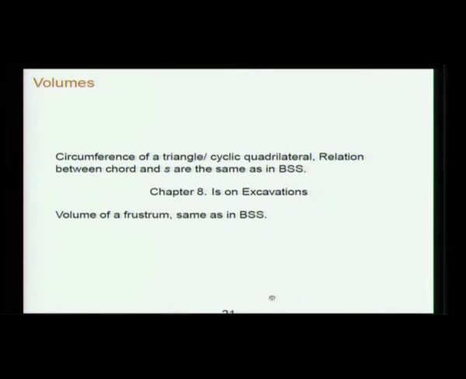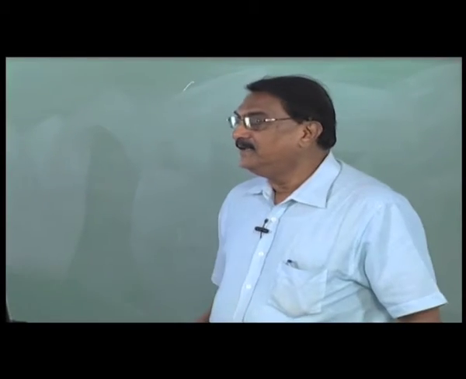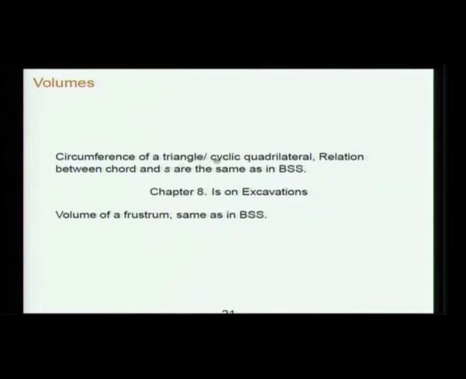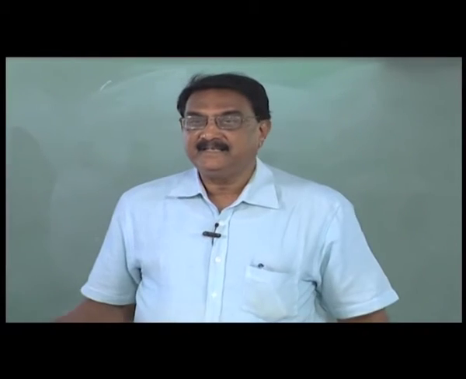Then after the areas, it comes to volumes. Before that, of course, the circumference of a triangle, cyclic quadrilateral, and the relation between A and S are the same as in the earlier works. And the next chapter is on excavations, they have always called it excavations, and he talks about the volume of a frustum, which is the same as in the earlier works; we spent some time yesterday explaining that, right.